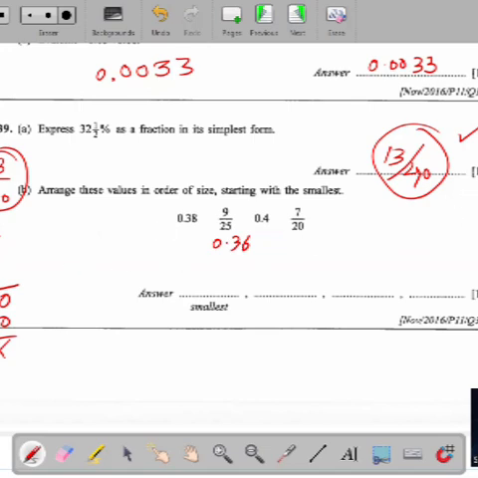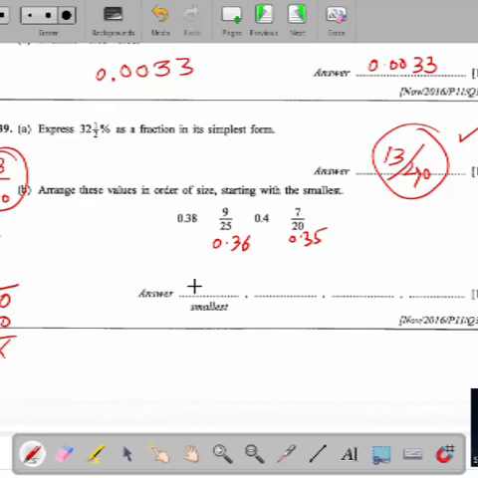7 over 20. If I go for it, then I will write 7 inside, 20 outside. Point here, 0 here. 26 times, 23 times 60, 10, 5 times. So it is 0.35.